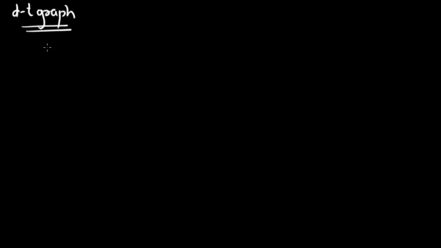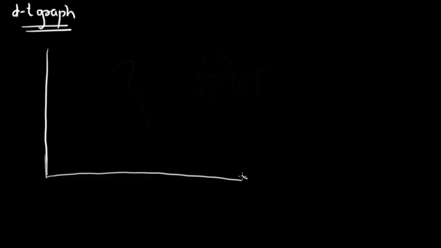DT graph for a body which is moving with a constant velocity. That's my y-axis, and that's my x-axis. On the x-axis I'm plotting time, and on the y-axis I'll be plotting distance again. As I told you, in every equal interval of time, an equal amount of distance will be moved by the body.